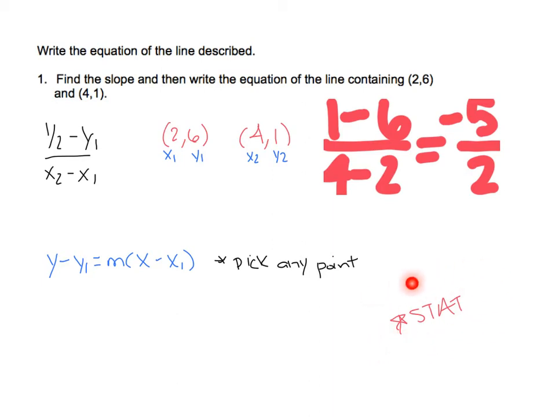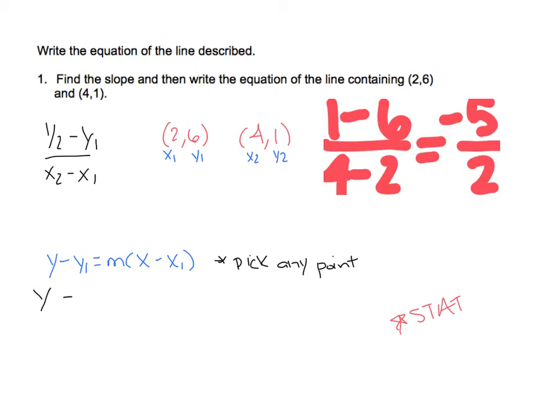FYI, some of you may recall using stat. That is a function that you can actually use in your calculator to work out this same type of problem. Okay, so stat will give you the slope if you forget how to do this.